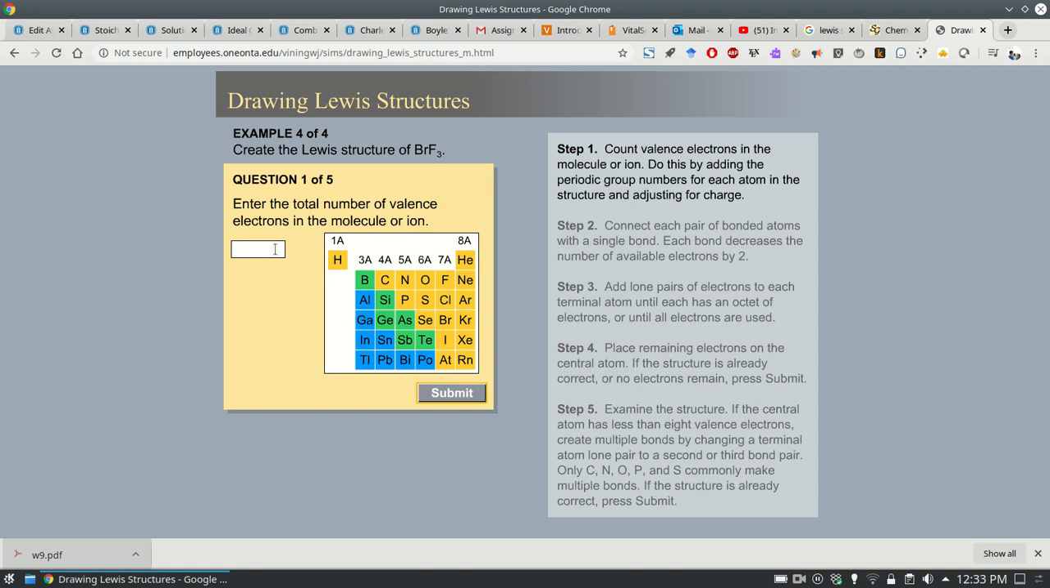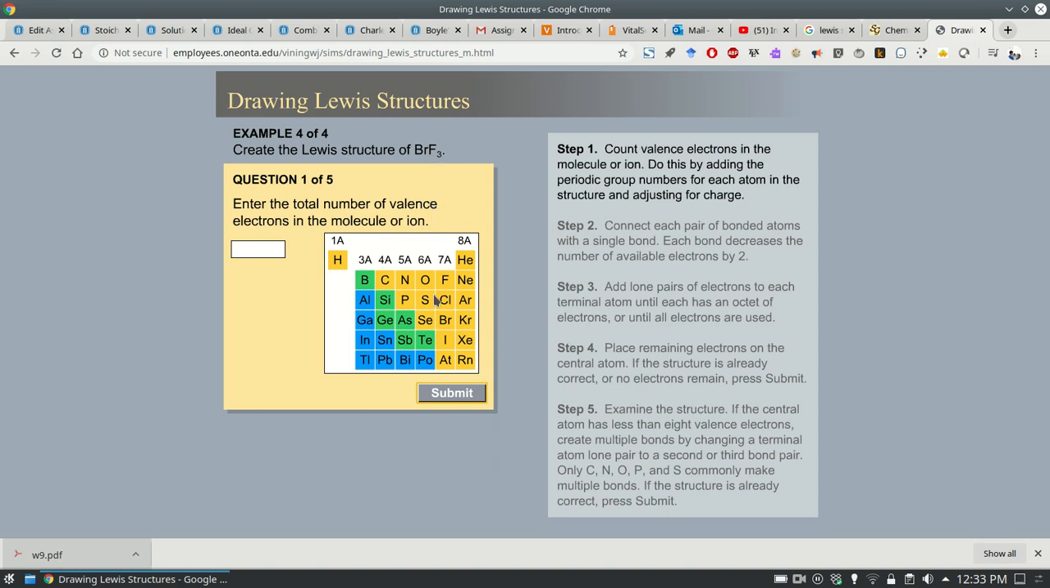Once you've got the web page loaded, this is how you do the problems. There are 4 problems to do, and each problem has several parts. So for this, I'm going to do the last one just as an example.